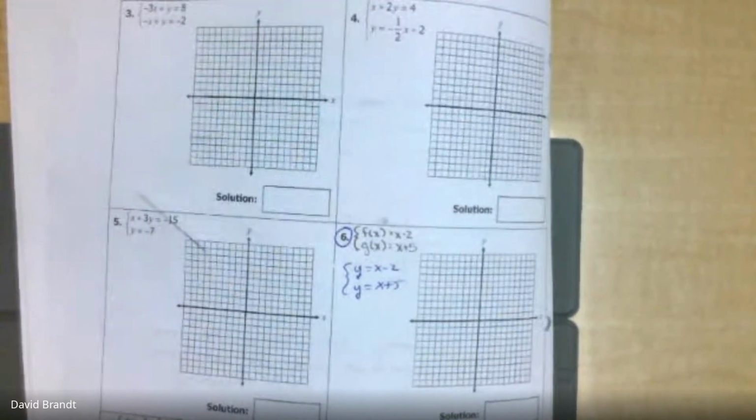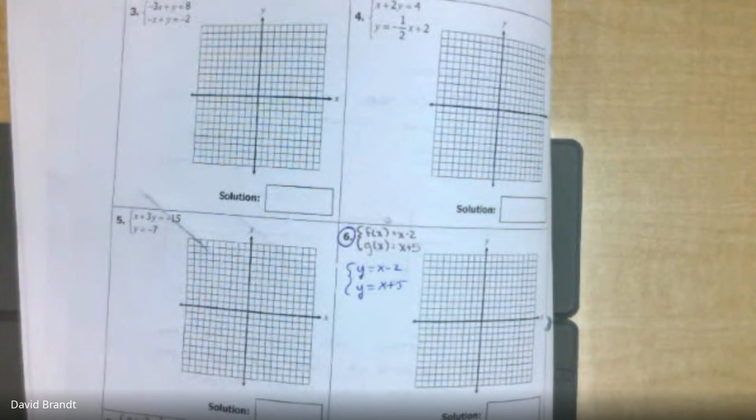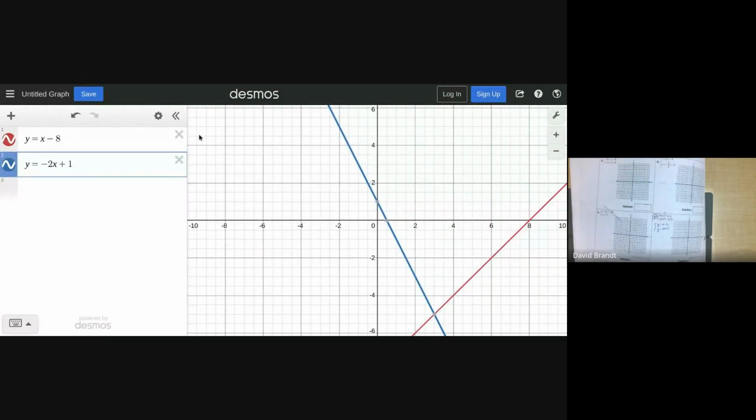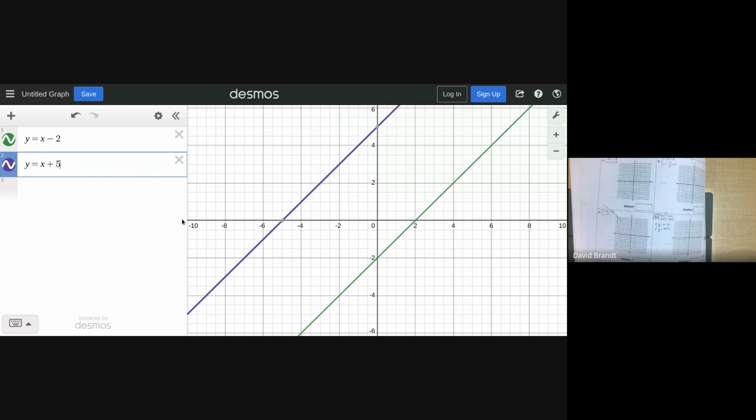All right, so let me share my screen again. We're going to go to Desmos. I still have the last problem on that screen, so I'm going to click and turn those off or erase those. And we're going to type in the problem we're working now: y equals x minus 2. And the next equation was y equals x plus 5. Now, those are parallel. They do not intersect at all.